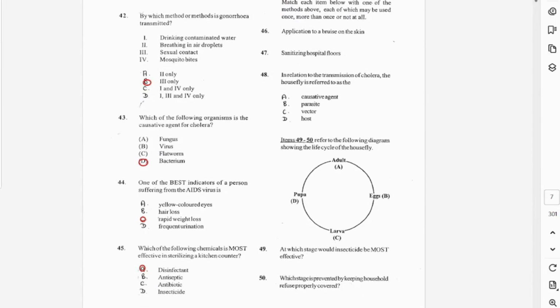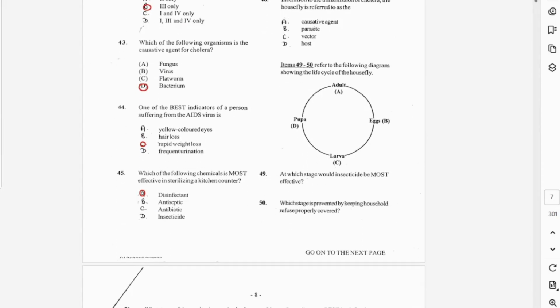Then we have 48. So in relation to the transmission of cholera, the housefly is referred to as the vector. So remember, a vector is an insect in most cases that transmits the parasite or the pathogen that causes the disease. Not the bacteria, the bacteria causes the disease. Right? So a vector is not affected by the disease, it is basically the transport system.